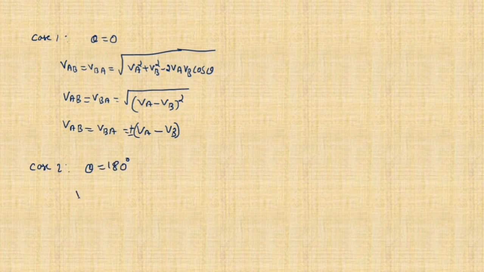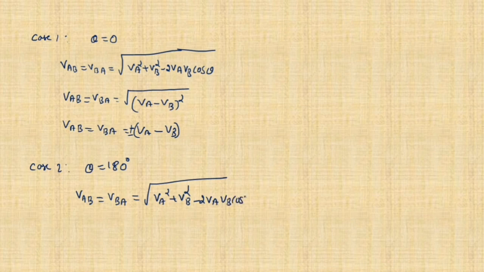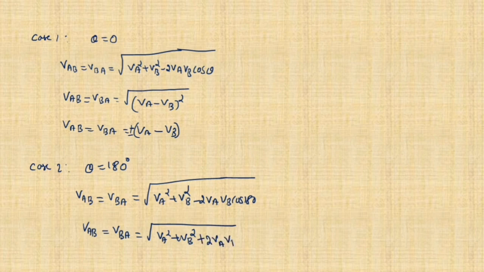If you calculate theta equal to 180 degrees, VAB as well as VBA, the formula is the same, no? So VA square plus VB square minus 2 VA VB cos 180. What is cos 180? Minus 1. So minus minus plus. So you can write here VAB equal to VBA is equal to root of VA square plus VB square plus 2 VA VB.